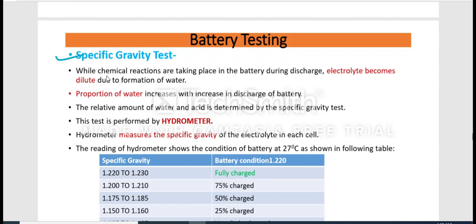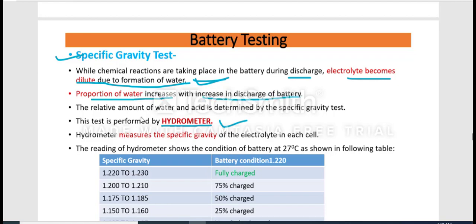The specific gravity test is carried out using one equipment, and that equipment is known as a hydrometer. While chemical reactions are taking place in the battery during discharge, the electrolyte becomes dilute due to the formation of water. This means the concentration of water increases, which means discharging of the battery is taking place. So the proportion of water increases with the increase in discharge of the battery.